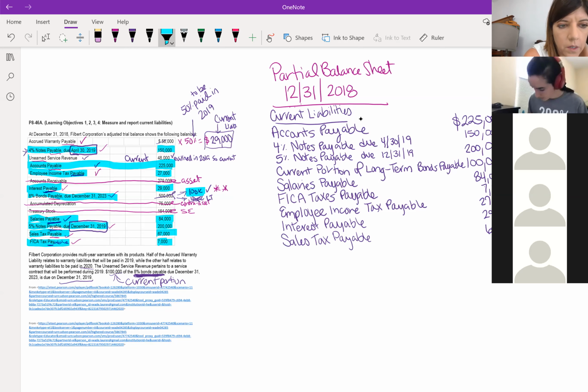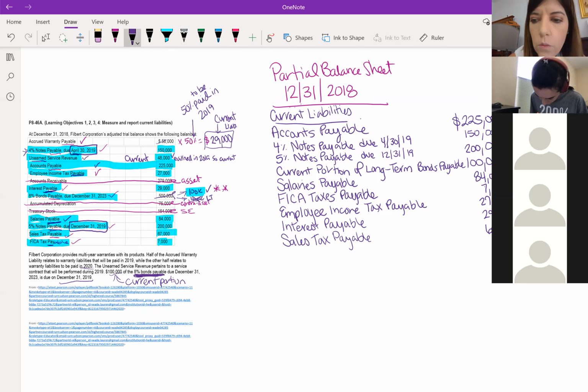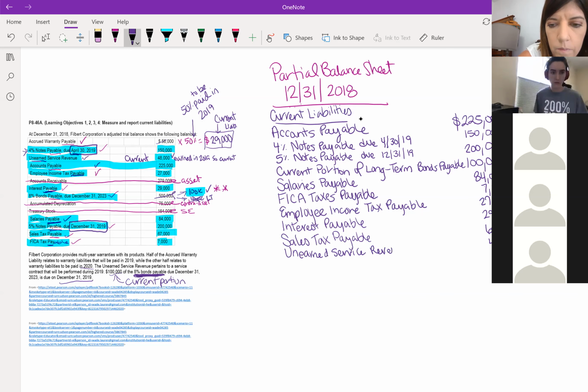The next one is unearned service revenue, 48,000. All of it's earned next year, so we include the entire amount. Unearned service revenue. So everything that we've listed so far has been the known payables. So what we know exactly how much we're going to have to pay out.